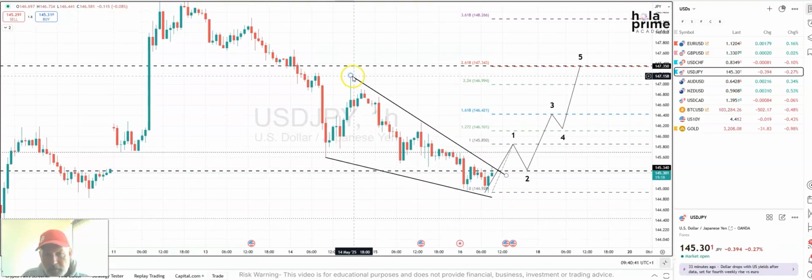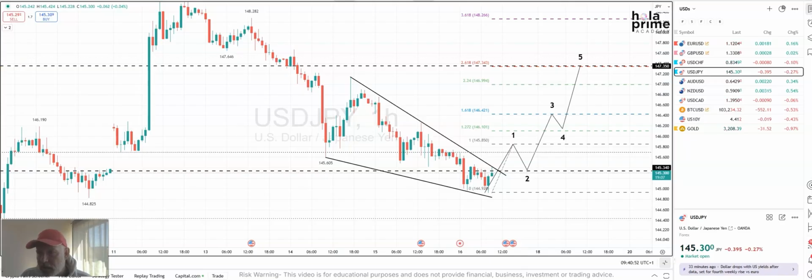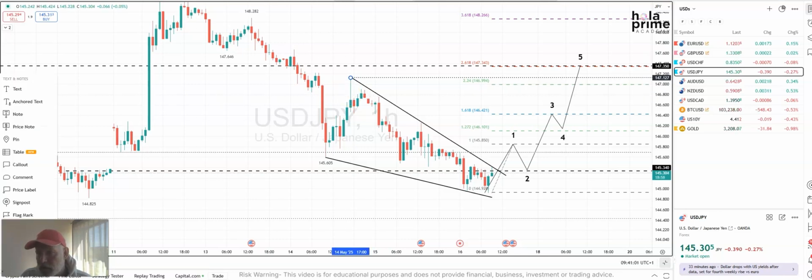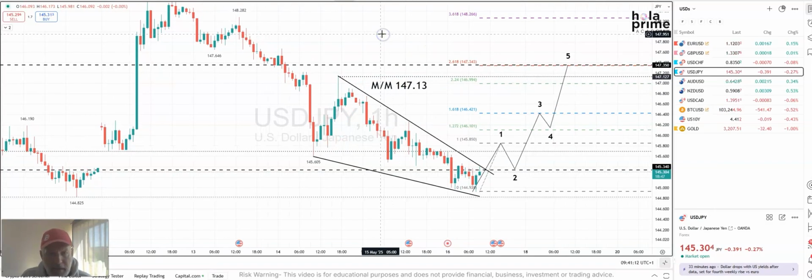Okay, so we've got an ending wedge pattern. It's important to note your target levels, or as they're known, measured move targets. So here we've got a line on there. Work out the swing high, which is 147.13. Make note of the swing high. So measured move 147.13. You want to annotate your chart so that you know what you're looking at.